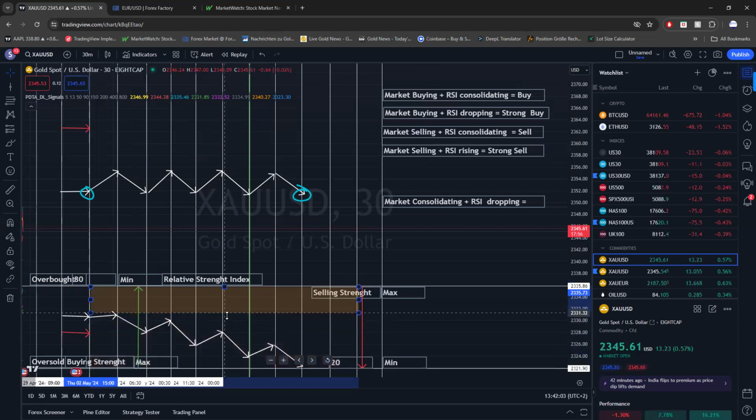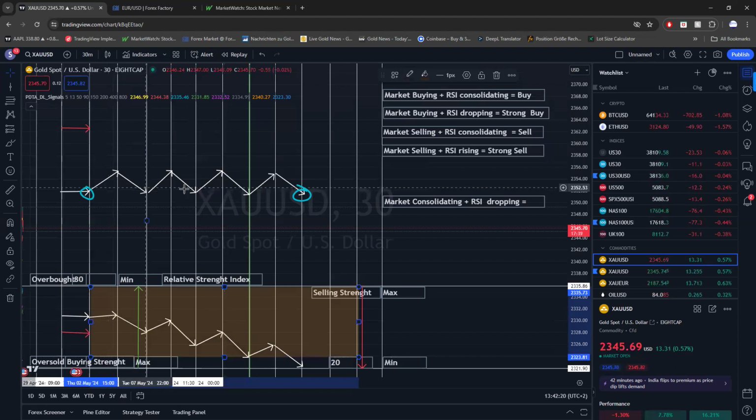So we start here. Market is consolidating, the RSI drops. So this level here, it goes up here, drops here. Oh, it's increasing. The buying strength is increasing. It goes up here, it decreases here. It's increasing even more. So when the market is consolidating and the RSI is dropping, there is some more probability to buy. We are looking for buying positions.